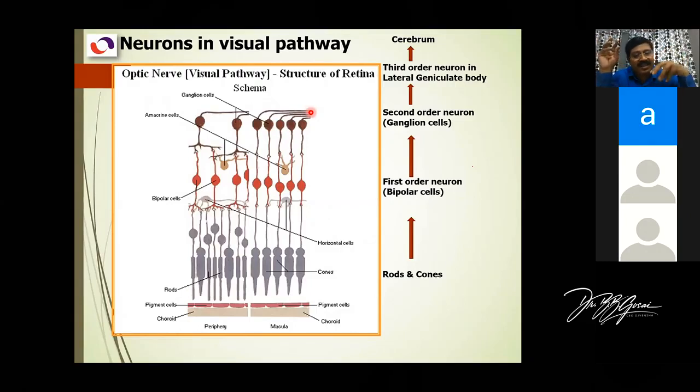So the cells are rods and cones. The rods are responsible for low light, dim light vision, and cones are responsible for bright, high luminous light and color vision. Color vision, cones. Black and white, dim light vision, rods. Clear? So this is what it is about the rods and cones.